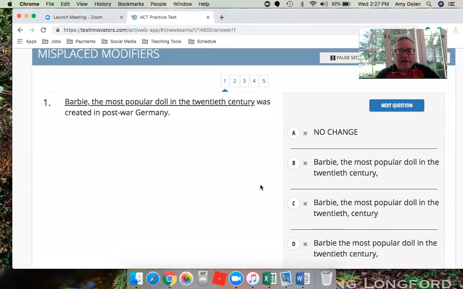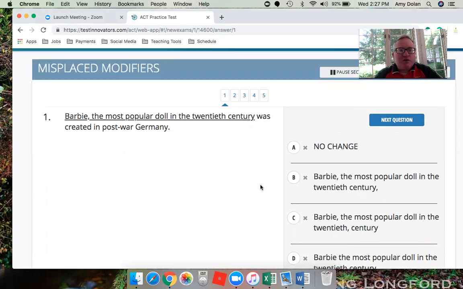Today we're going to look at English, ACT English, misplaced modifiers. Seems like a strange creature.